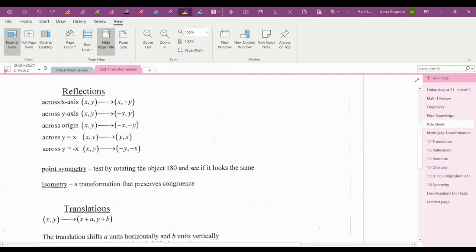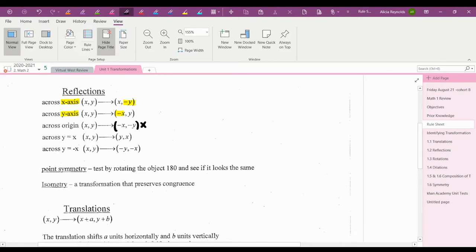So notice that when I'm reflecting across the x-axis, it's the y value that changes. When I reflect across the y-axis, it's the x value that changes. This one, reflecting across the origin, we're not going to use as much, but it is important to understand that we're just going to change both x and y. So if you ever see that, that's what that means. Reflecting across the diagonal, y equals x, we're just going to switch the places of x and y. And if we were reflecting across the line y equals negative x, we're going to switch the places of x and y and change the sign.